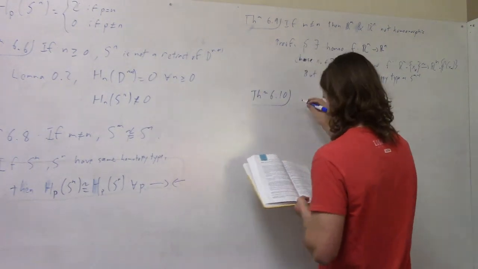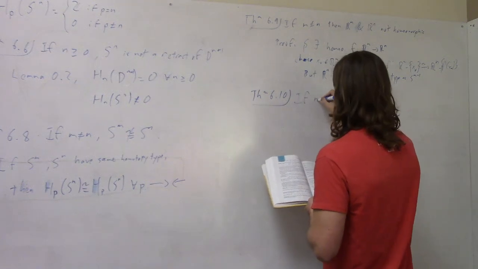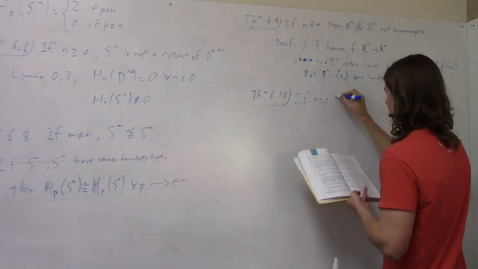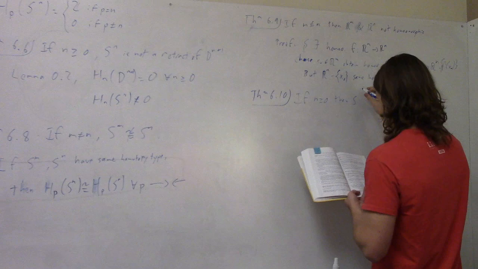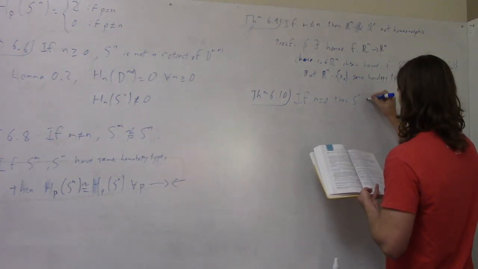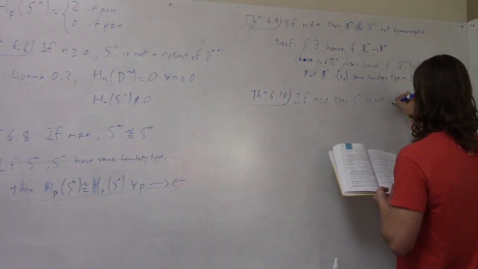Theorem 6.10: if n is greater than or equal to 0, then Sn is not contractible.